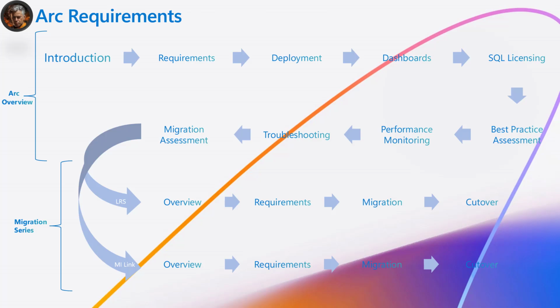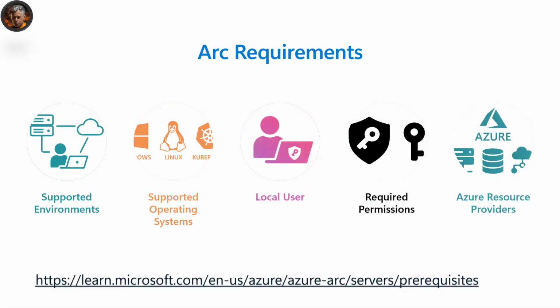In the second video, we cover requirements: everything you need to operate Arc. There are 6 requirements. We will talk about 5 requirements now, and after a quick demo on the portal, we will complete the 6th requirement, which is the network connectivity. To get detailed information on all these requirements, visit the link below. Let's dive into these requirements.